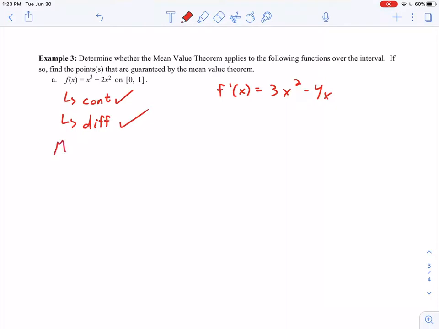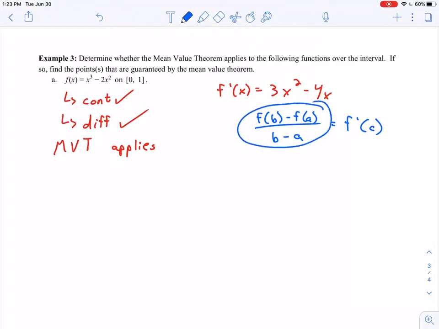So let's write that out. MVT applies, which means we've got more work to do. Now we need to find the point that's guaranteed by that. The mean value theorem says f of b minus f of a over b minus a is equal to f prime of some c, some point c within that interval a to b.